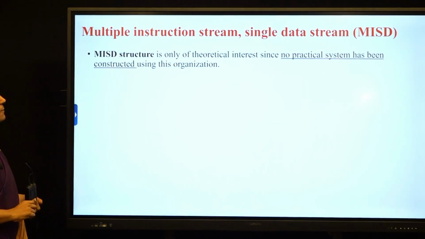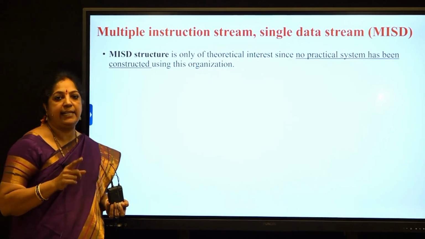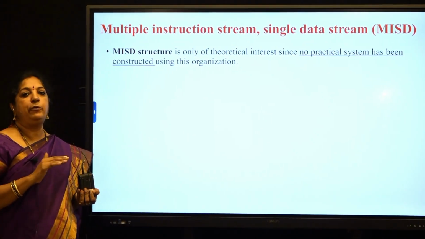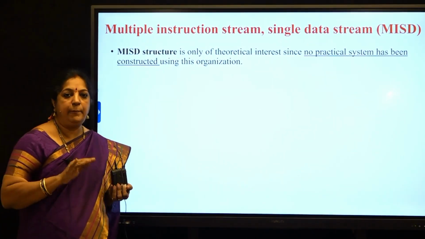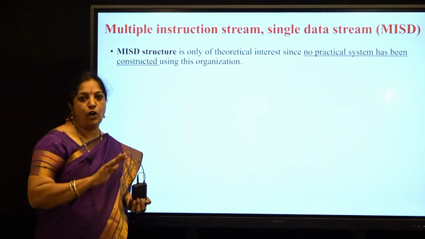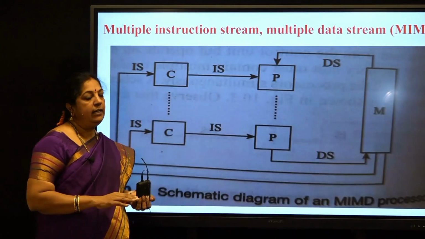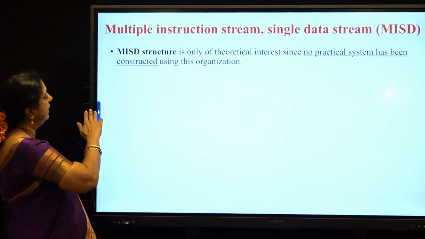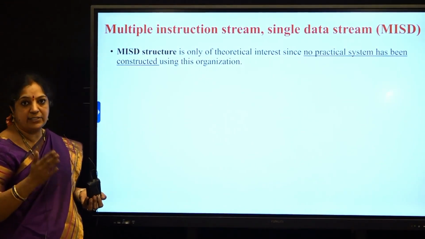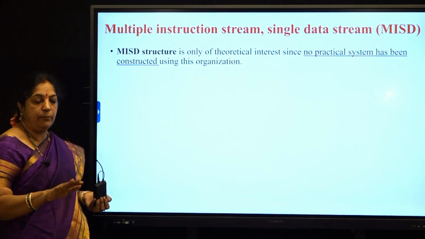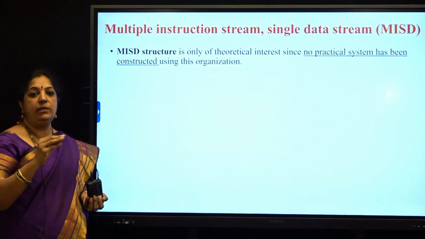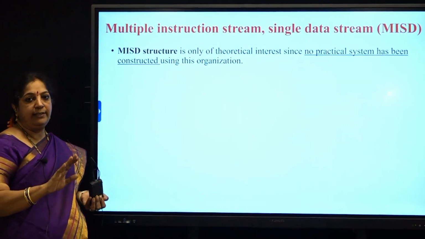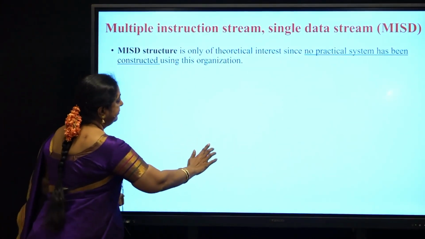Next one is multiple instruction stream, single data stream. Actually it is proved only theoretically, and practically the implementation is not possible. So in theory we can see that there is multiple instruction and single data stream. Theoretically we can prove it, but practically till now no system was implemented. So only the theory part we can have for this.